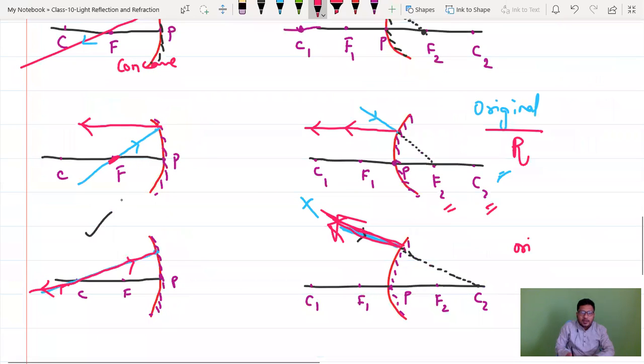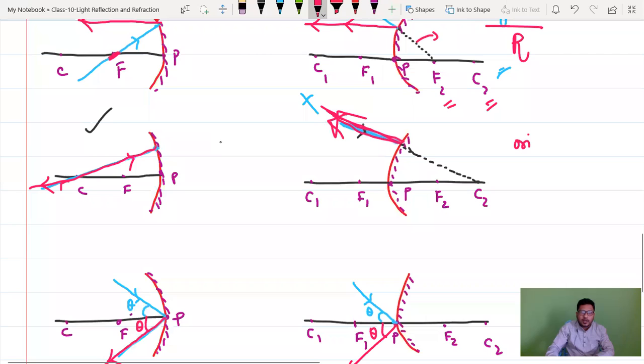Next, if an incident ray in concave passes through focus, it passes parallel to the principal axis. In convex, if a light ray is passing towards the focus, which you have to consider as imaginary, then it will pass parallel to the principal axis.